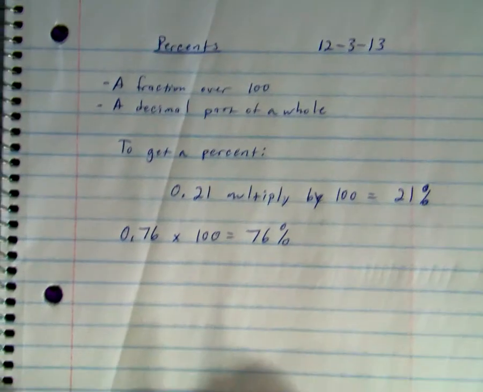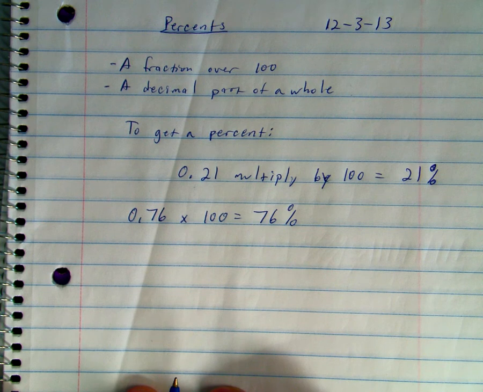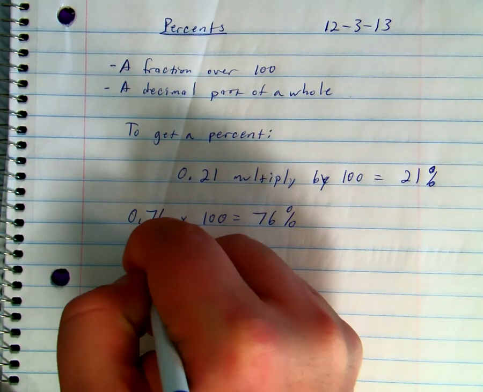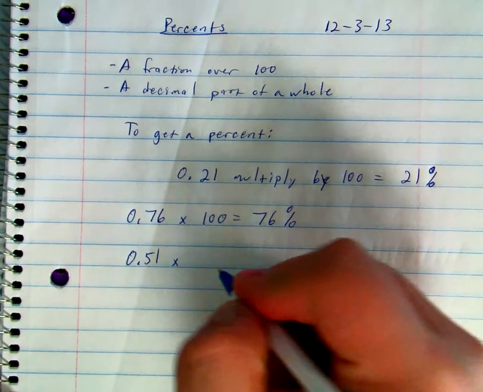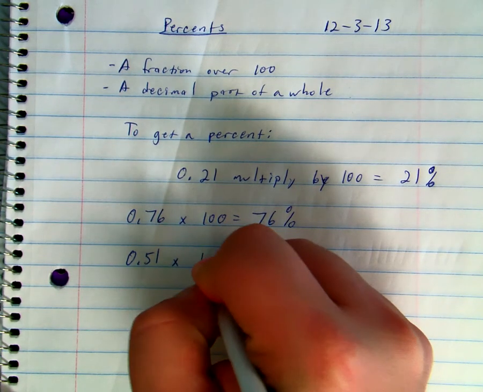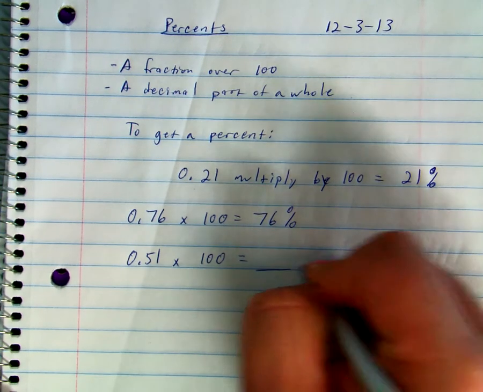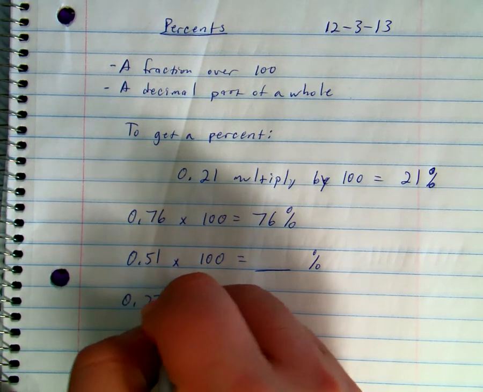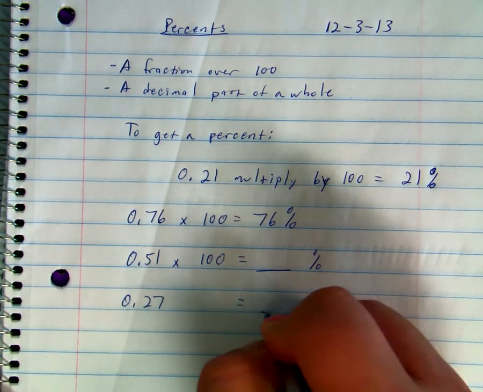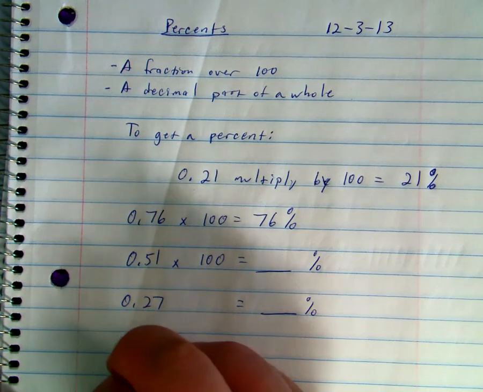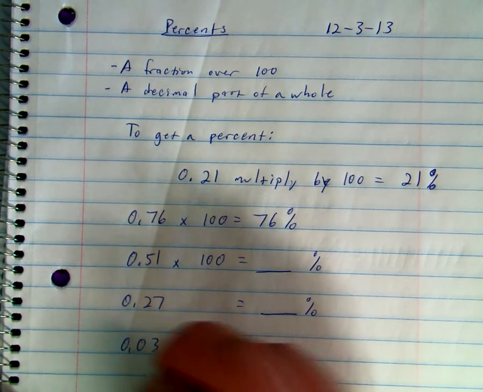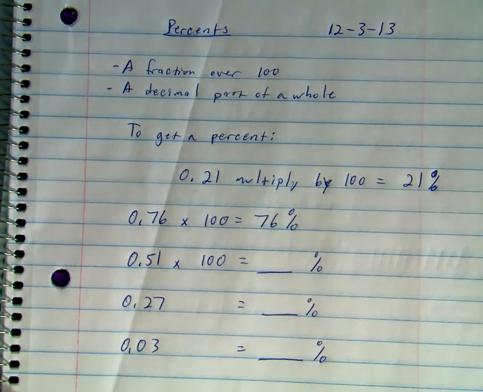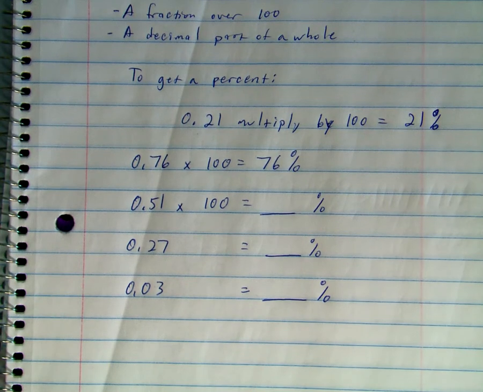I'm going to give you about 3 to try, give you a minute or 2 to work on it, and then we'll come back. On the video, it'll just not have any talking, and you'll just sit here. So you have 51 hundredths, 27 hundredths, and let's go with 3 hundredths. I want to see if you can get that one. Go ahead.